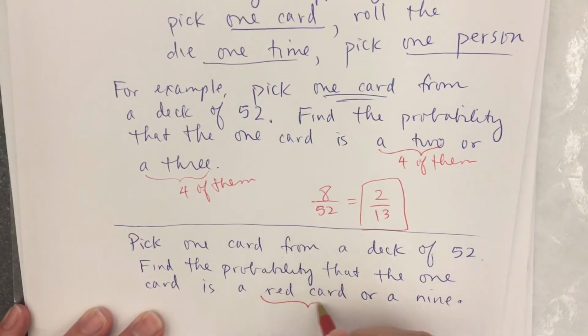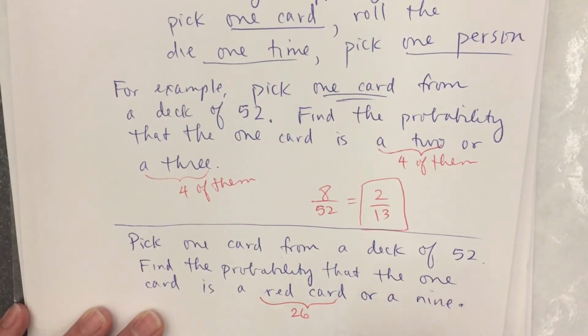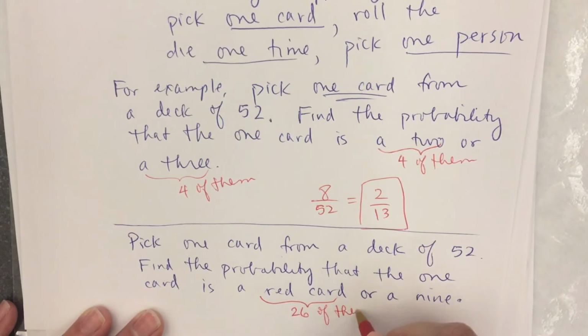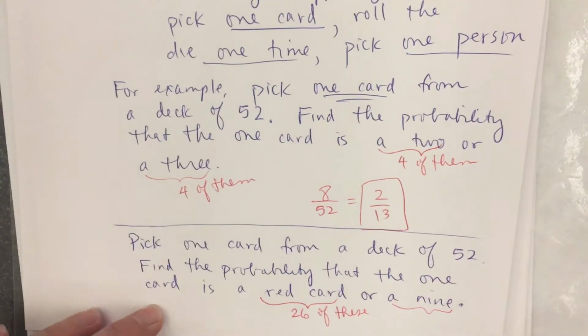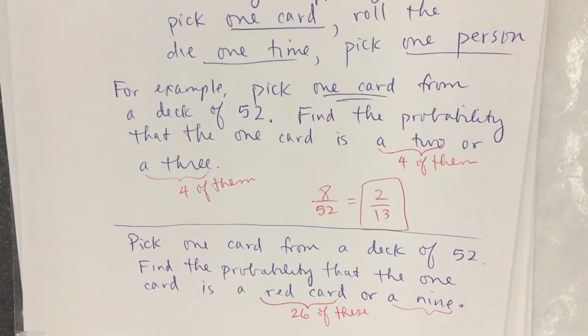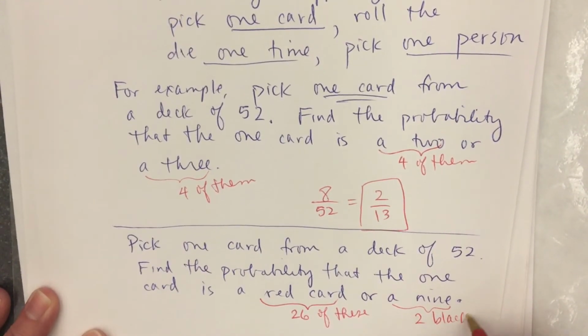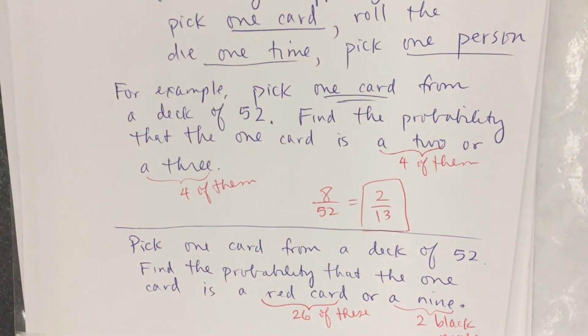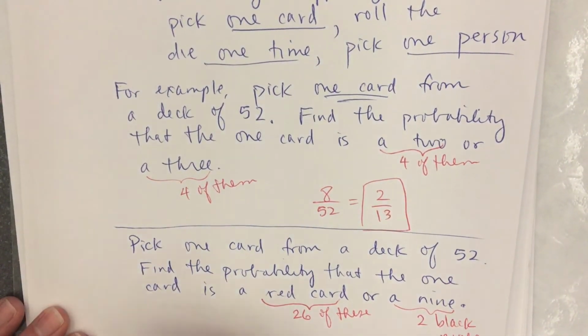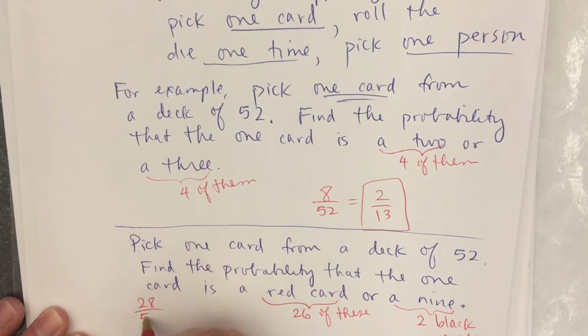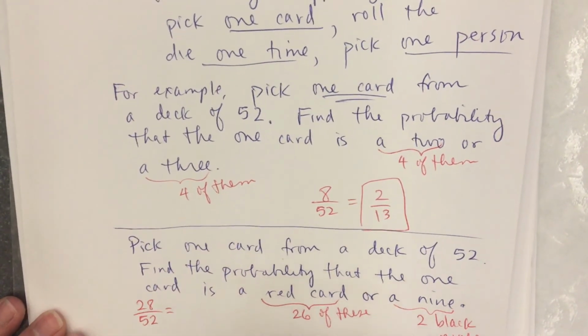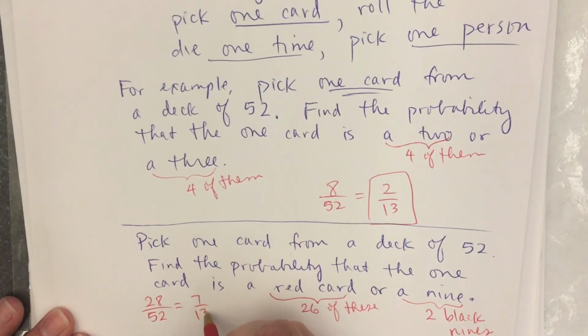And I'd like to just go with the red card first. Red cards, 26 of these. And then for the 9s, like wait, don't count the red 9s. We already have them. So there were 2 black 9s. So there would be 28 successes. Probabilities 28 over 52. That will reduce to 7 over 13.